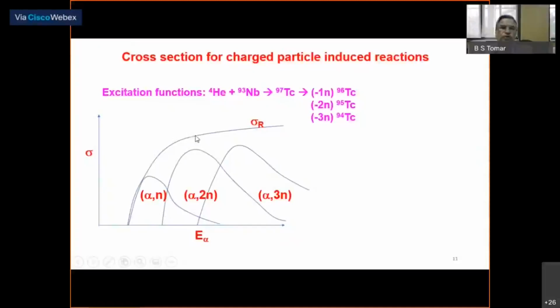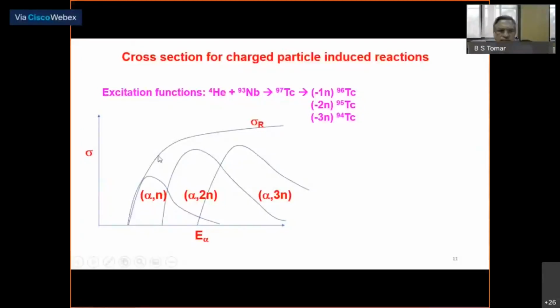But mind you, suppose you are measuring by offline gamma spectrometry, there could be some evaporation residues which are stable. So this method may not measure those products. If you want to measure all types of products, probably you have to go for online gamma spectrometry, or you measure the evaporation residues like neutrons and so on. If all the evaporation residues are radioactive, then you can use this method to determine the total reaction cross section.